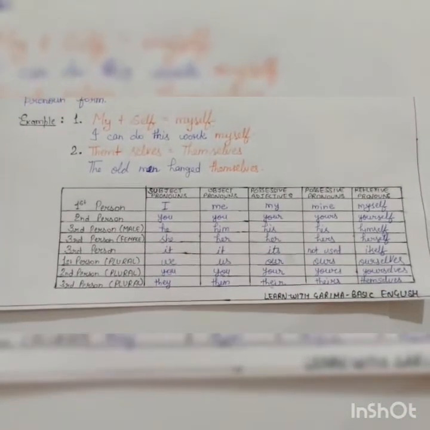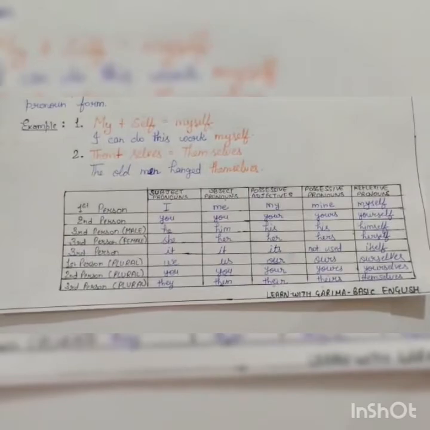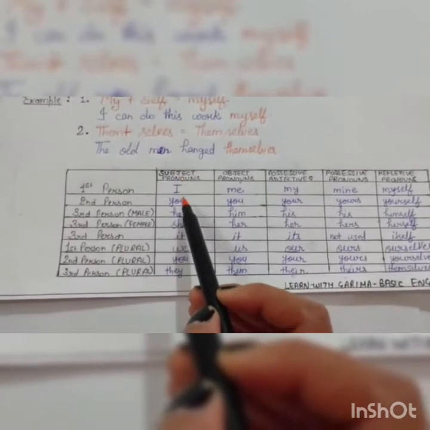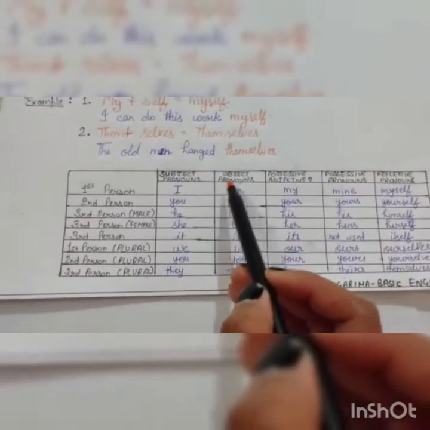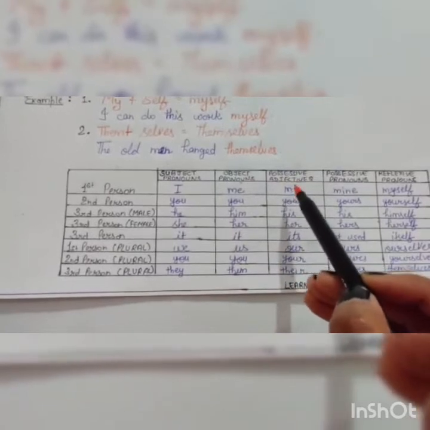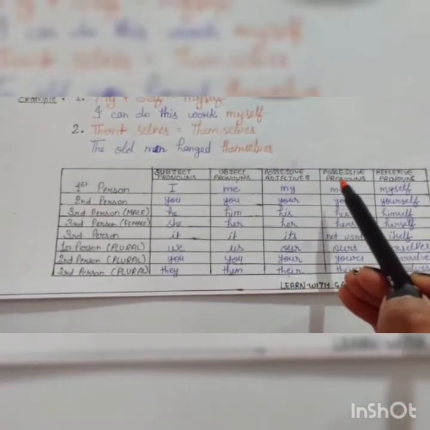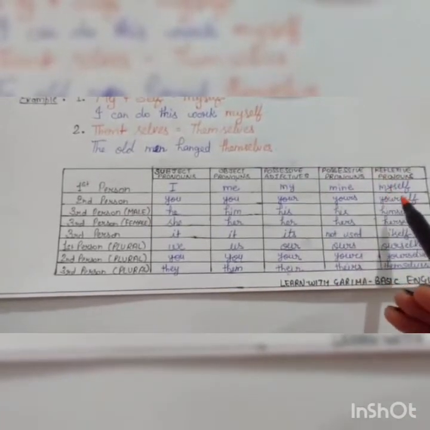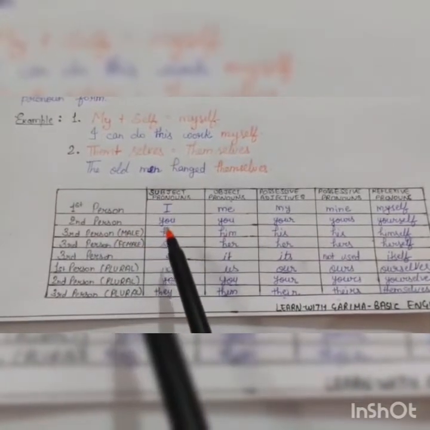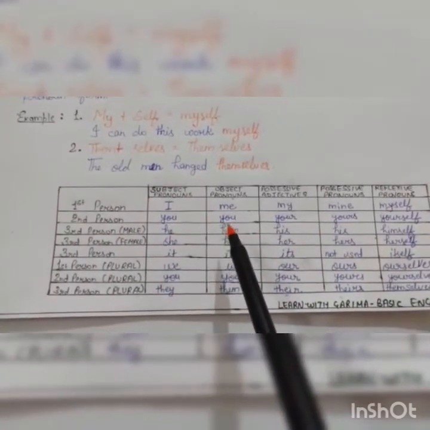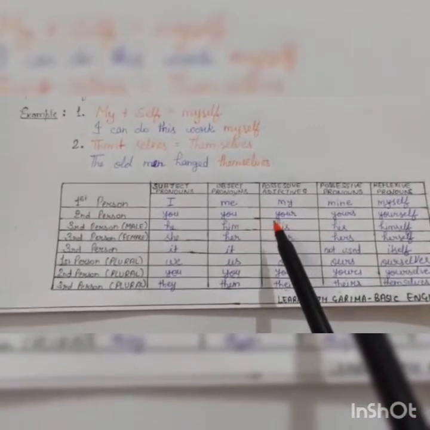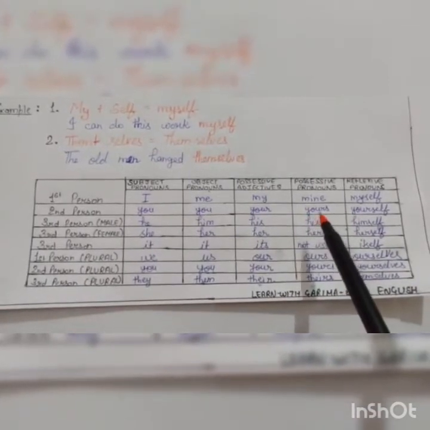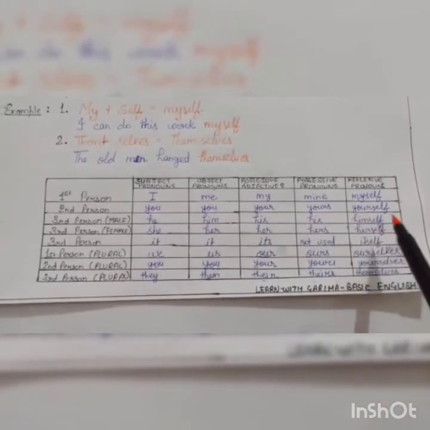Here is the table of these pronouns. In first person, the subject pronoun I changes to me in the object case. In the possessive adjective, my changes to mine in the possessive pronoun. And in the reflexive pronoun, my changes to myself. In second person, the subject you remains you in the object case, and in the possessive adjective it changes to your. In the possessive pronoun it changes to yours, and in the reflexive pronoun it changes to yourself.